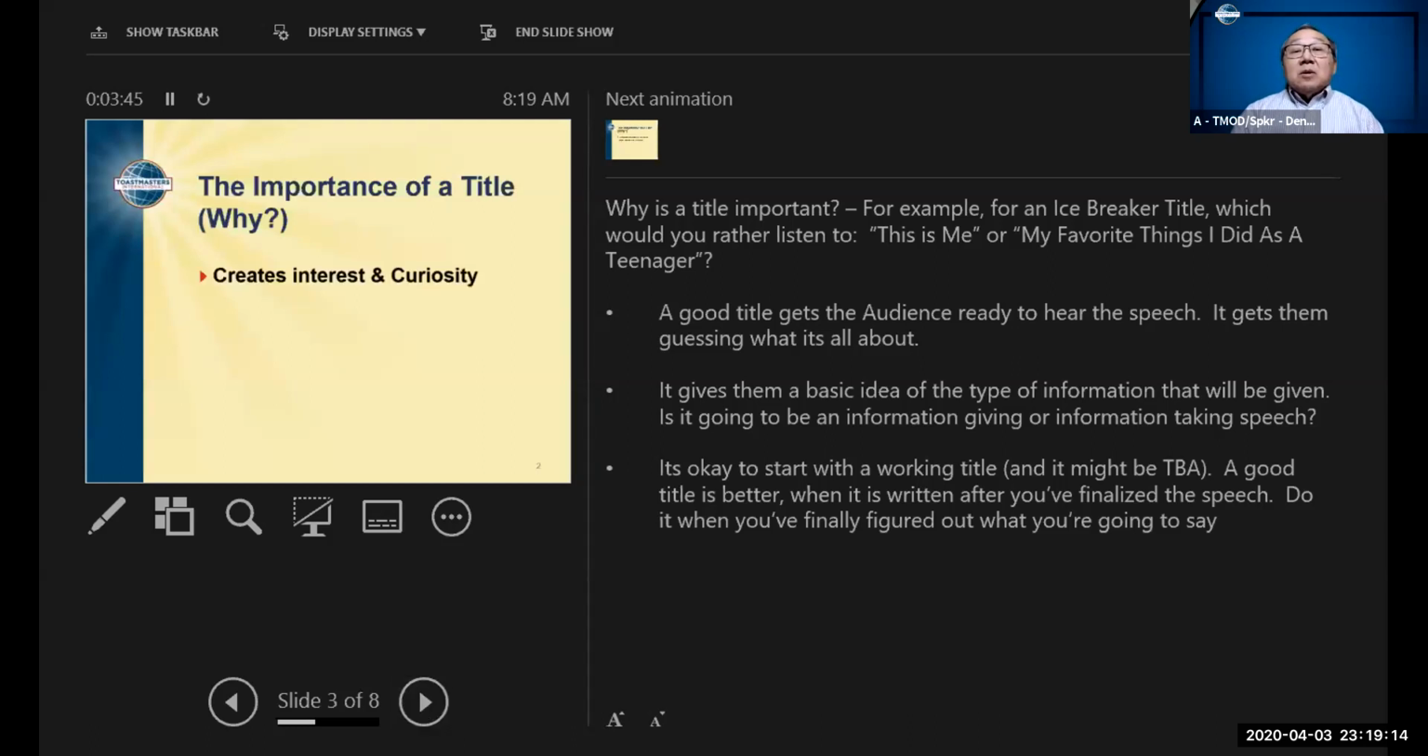A good title gets the audience ready to hear your speech. It gets them guessing about what it's going to be all about. And next, it gives them a basic idea of the type of information that will be given. Is it going to be an information giving presentation or an information taking presentation?